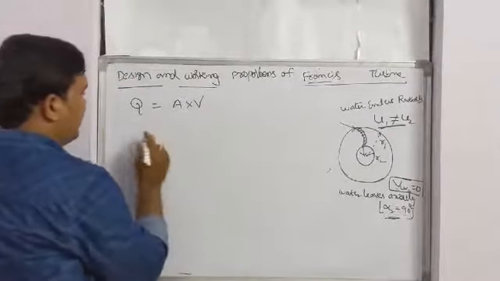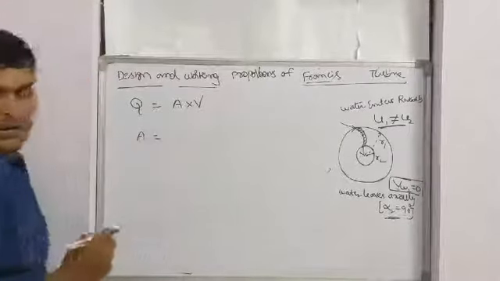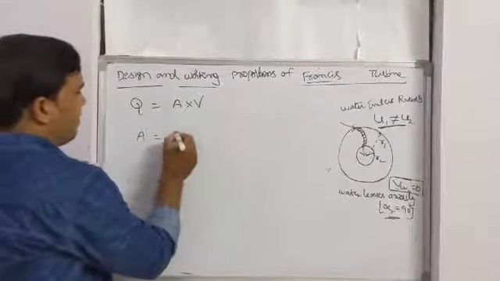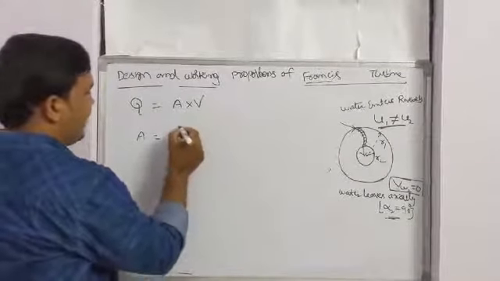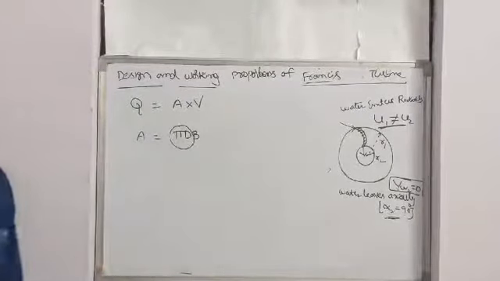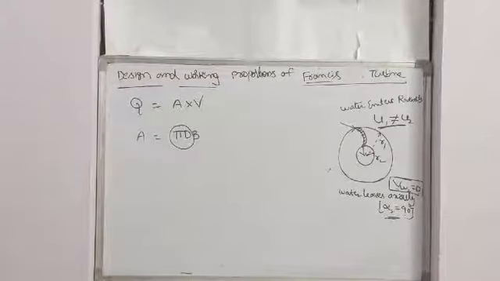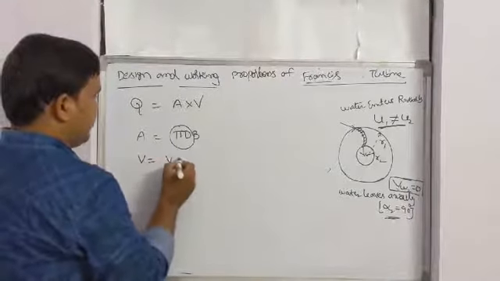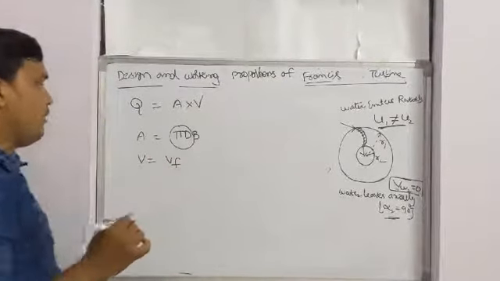So area we can write as pi D B. Pi D is the circumference of the wheel and B is the breadth of the wheel. So area is equal to pi D B, and velocity V we can write as the flow velocity. Velocity we use as the flow velocity.